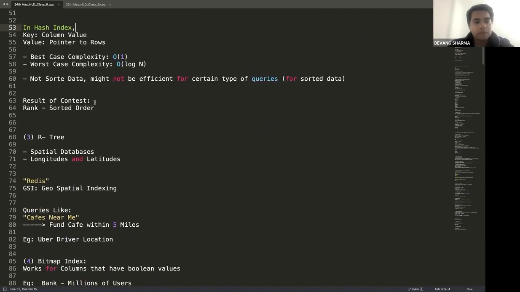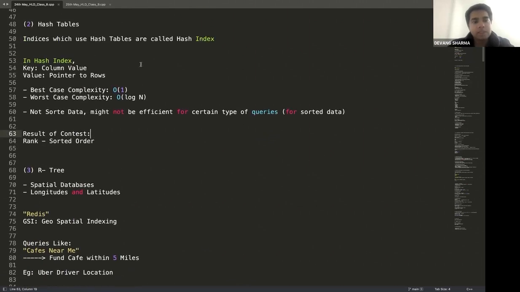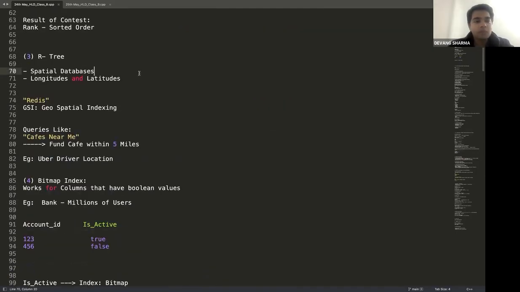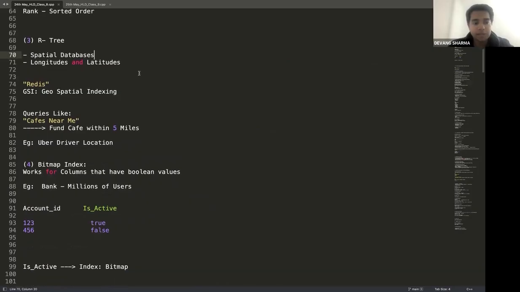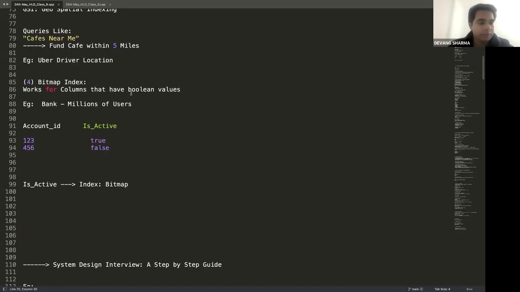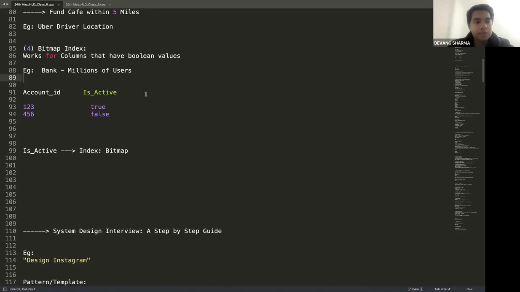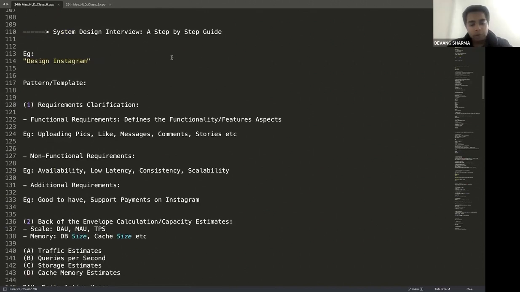In that case, the result is not necessarily in sorted order, but it's much easier to get sorted order using hash-based indexing. Third is spatial databases, for example Redis geospatial indexing. Wherever we need to find latitudes and longitudes, with either static or dynamic locations, R-trees are the one to go for. Then some databases work with bitmap indexes, where you have multiple transaction queries running on true or false values. Then we talked about the system design interview template, which is a step-by-step guide.